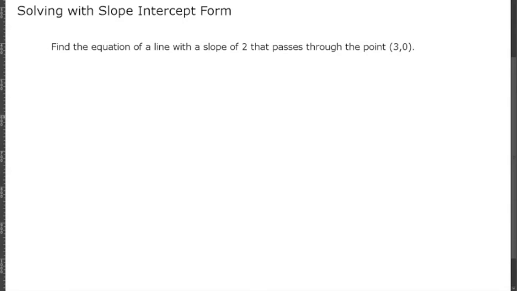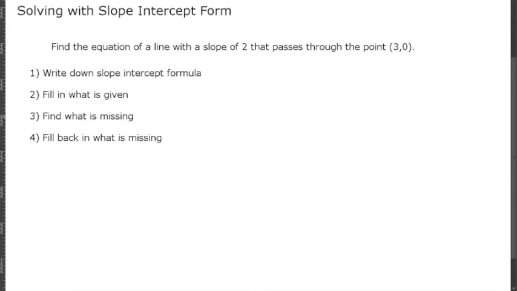So here's a list of steps that will help you get through this problem. 1, you're going to write down the slope-intercept formula. 2, you're going to fill in what is given to you and what you know. 3, you're going to find what's missing. And then 4, you're going to fill back in what's missing to the formula and get your answer.